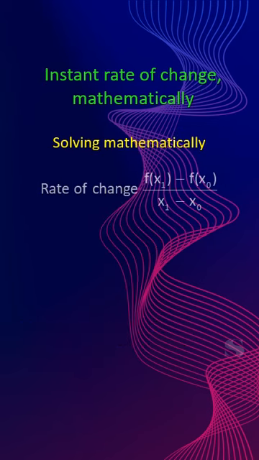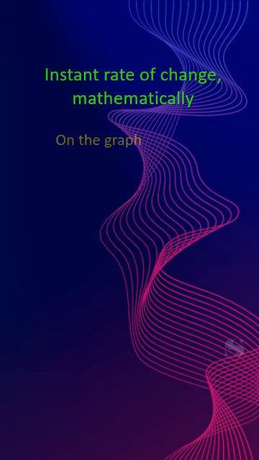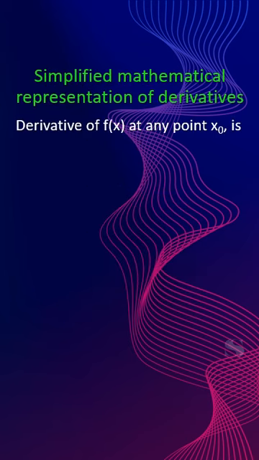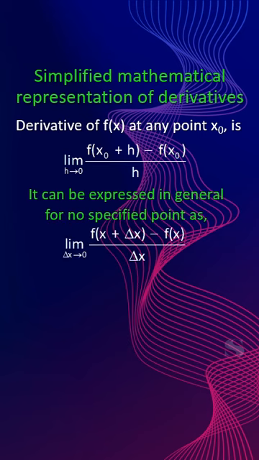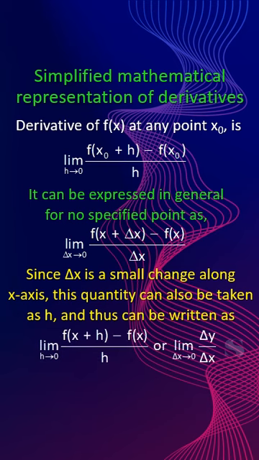Solving mathematically, on the graph, the derivative of f(x) at any point x0 is given by the formula below. Here h is an infinitesimal quantity, which tends towards 0. The derivative can be expressed in general for no specified point as the following formula, where delta x stands for an infinitesimal change in x. Since dx is a small change along the x-axis, this quantity can also be taken as h, and thus can be written as the following.